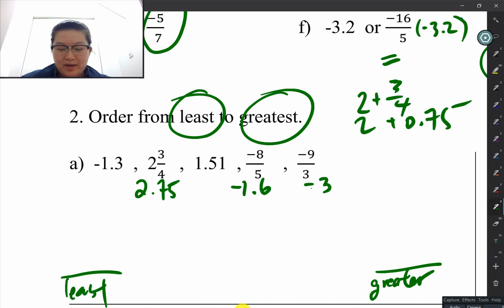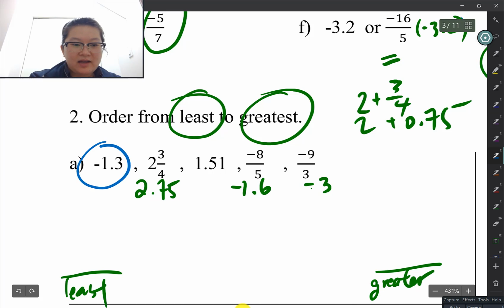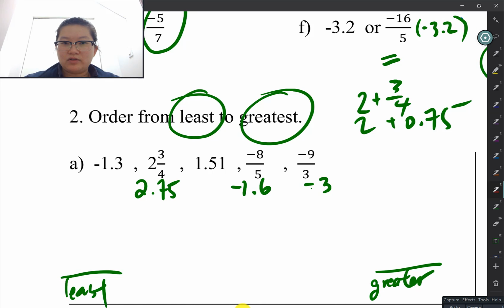When I order them, I always like to pick the least number and the greatest number first to give me my boundaries. So let's start with the least number, which we know has to be negative. And the negative numbers are negative 1.3. Actually, you know what? I'm just going to use red for that one, maybe. Or blue. Which one do you like?